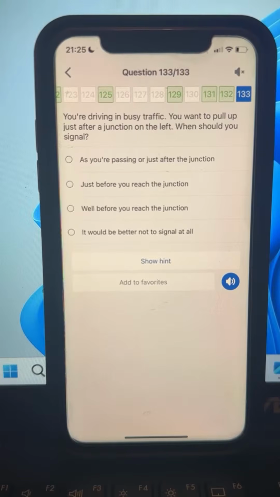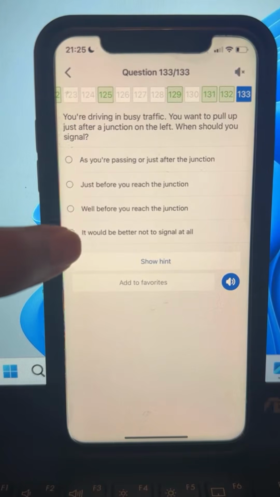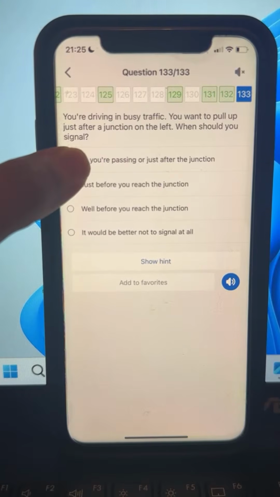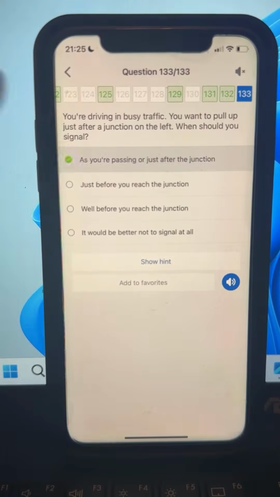Good. So it will be after, not before. Sorry, it's the wrong answer to signal before doing the pull up. As you pass is the correct option. Not well before, not just before. It should be after. Good.